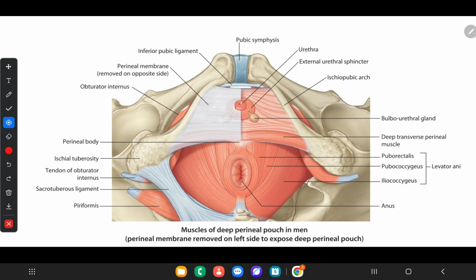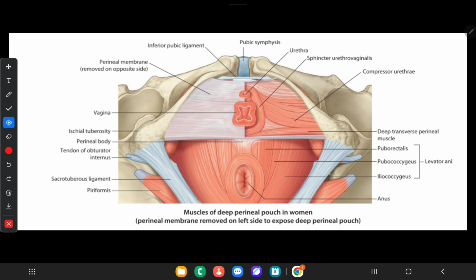Here is a section in men, the deep perineal pouch. We'll see this is the perineal membrane which separates the superficial perineal pouch and the deep perineal pouch. Once it is removed, you will see like this. Here you can see the urethra and the external urethral sphincter, and this is the bulbourethral gland. On either side there are two bulbourethral glands. Initially, in the superficial perineal pouch, you had the superficial transverse perineal muscle. This is the deep transverse perineal muscle in the deep perineal pouch. This is the perineal body, and you can see the other structures are the same.